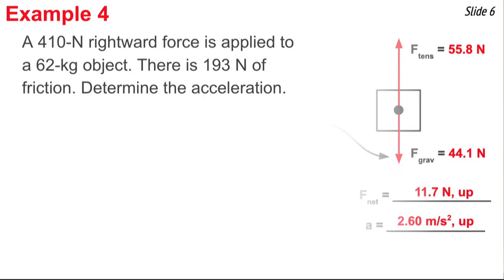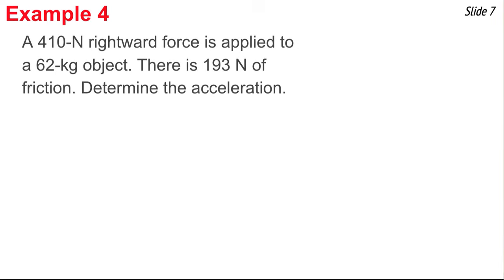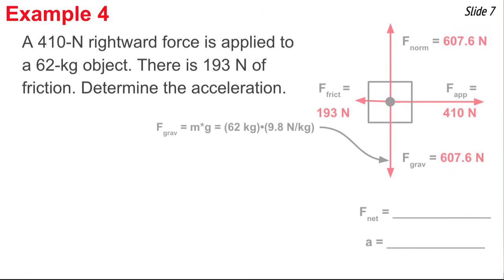In our fourth problem, getting a good free body diagram will be critical. As a 410 newton rightward force is applied to a 62 kilogram object, there is 193 newtons of friction. Determine the acceleration. So what we have in this situation is we have a rightward applied force and a leftward opposing friction force.